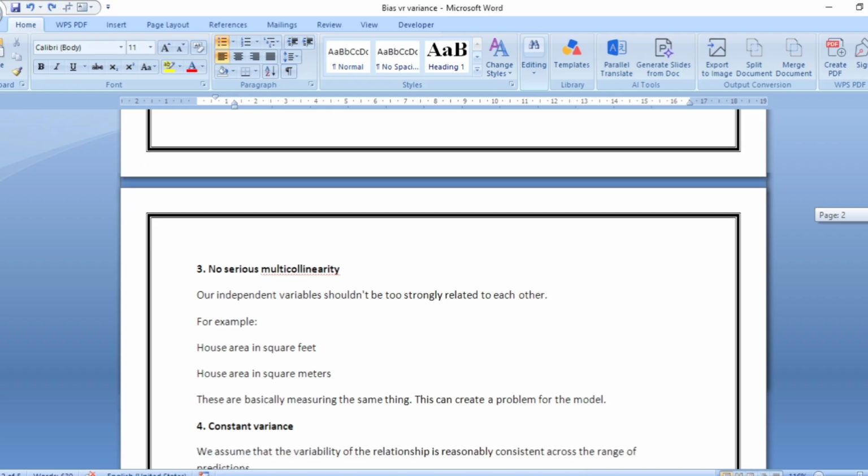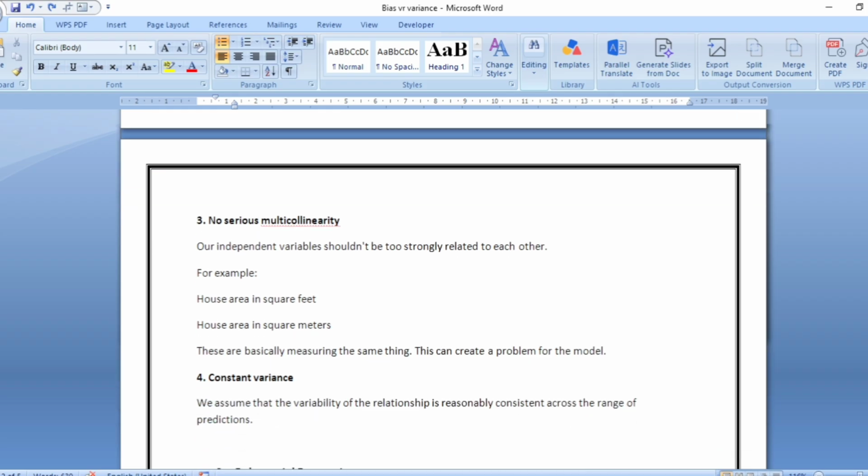No serious multicollinearity. Our independent variables shouldn't be too strongly related to each other. For example, house area in square feet and house area in square meters. These are basically measuring the same thing, and this can create problems for the model. Another example I can give is when we are predicting salary, age and experience are highly related with one another. With increase in age, there is an increase in experience. So we tend to avoid one of the two variables as it can create problems for the model.